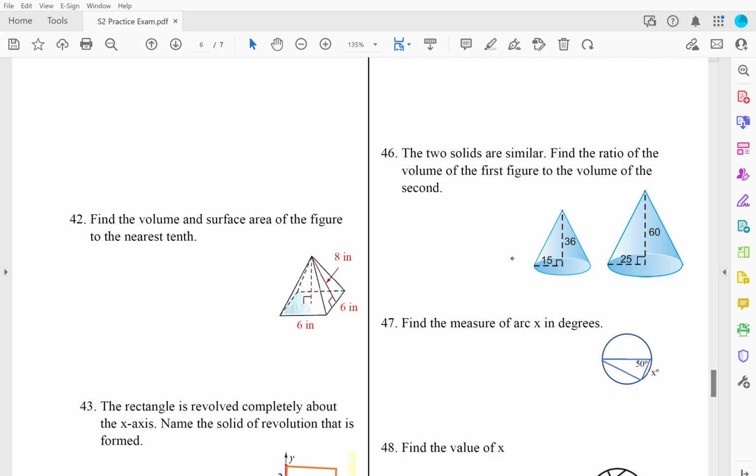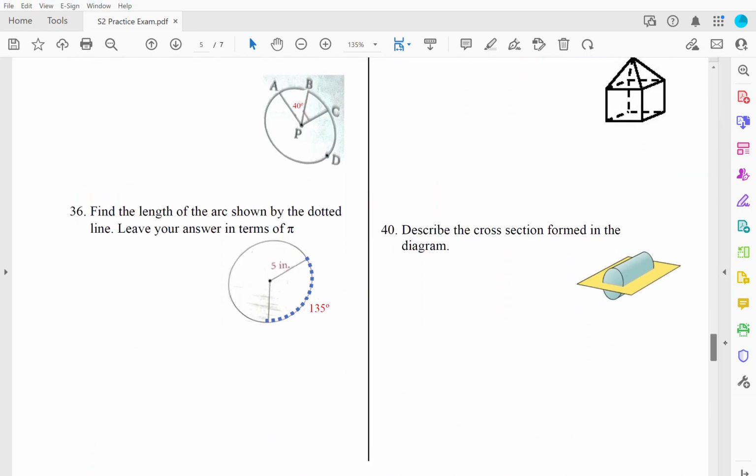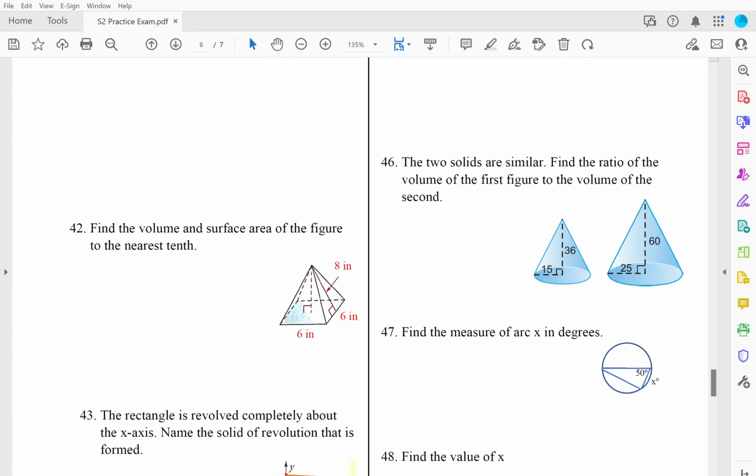Okay, just lost everything. Wow, everything. Okay, that's alright. We had 3 over 5. Well, 3 over 5 cubed is going to be 27 over 125. So that would be your answer.